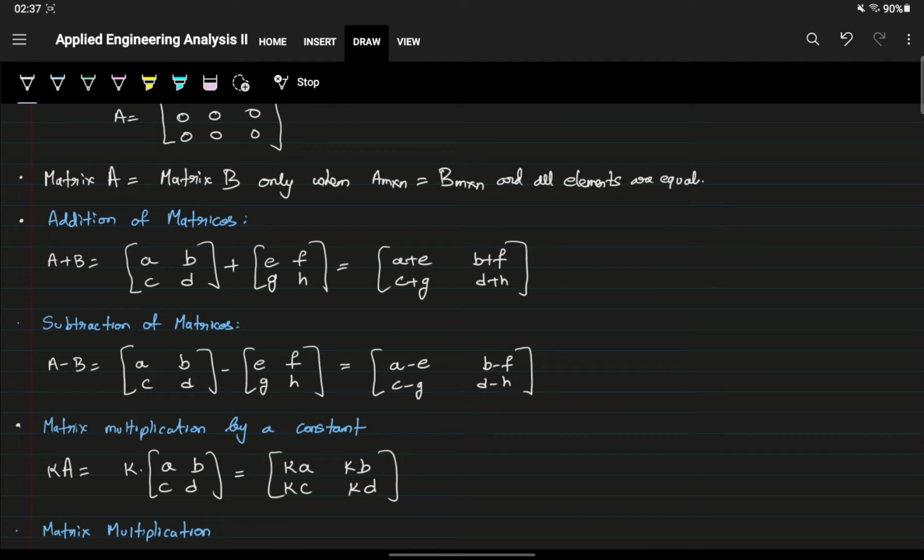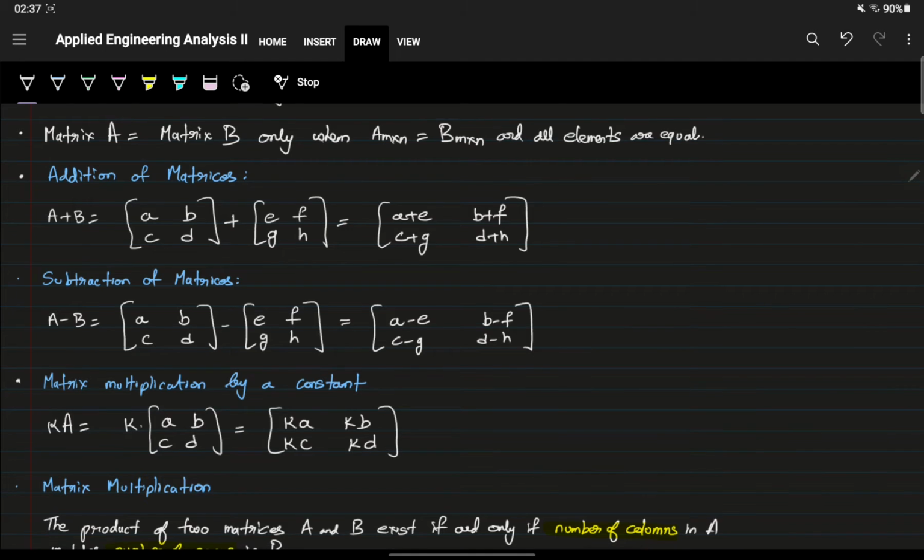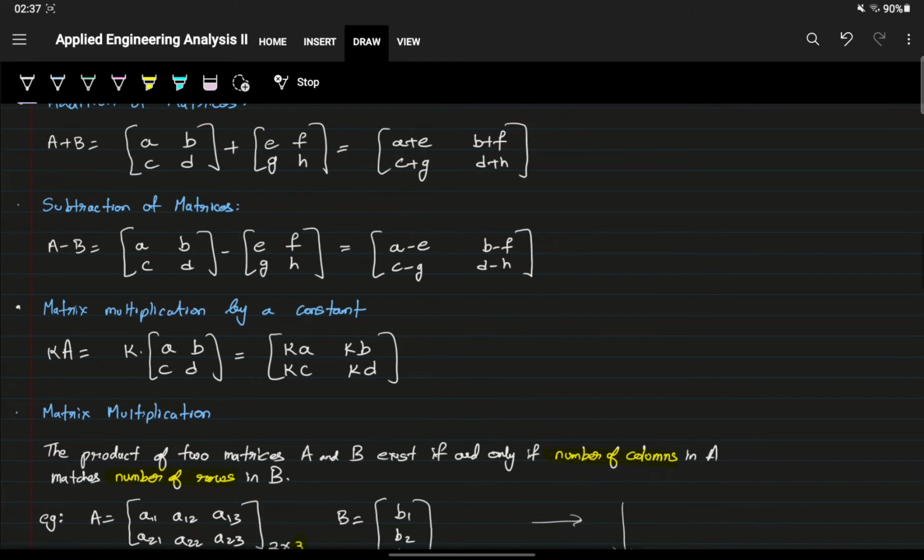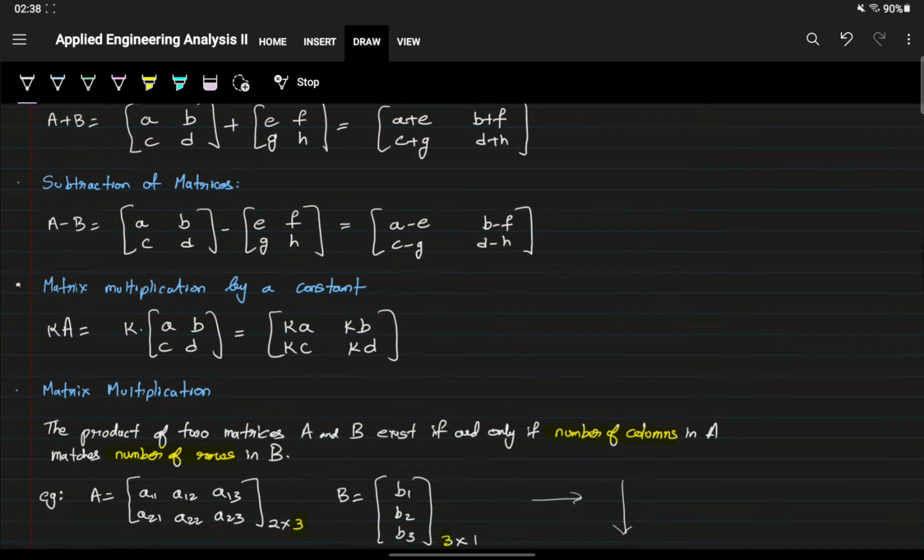Addition of matrices. Let us consider these two 2 by 2 matrices A, B, C, D and E, F, G, H. The addition of matrices is performed element wise: A plus E, B plus F, C plus G, and D plus H. Subtraction of matrices is performed similarly to addition. Matrix multiplication by a constant. When we multiply a constant k to a matrix A, we have to multiply the constant with each element, that is kA, kB, kC, and kD.